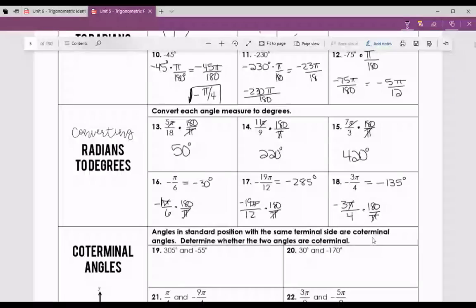So hopefully you were able to get those three answers: negative 30 degrees, negative 285, and negative 135. How'd we do? We do okay? Now remember, when you convert back and forth, you're just talking about a different part of the circle. The degree is the actual angle, and the radian is the arc that it cuts. So you're just talking about a different part of a circle.